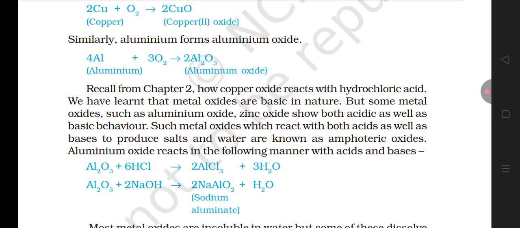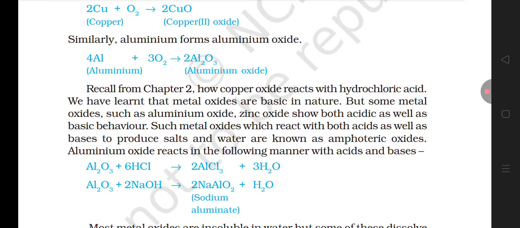So this amphoteric oxide, which is aluminum oxide, will act as an acid. So it will form what? First of all, the salt which would be formed is sodium aluminate, that is NaAlO2, and water would be formed. Then you have to just balance the whole equation.